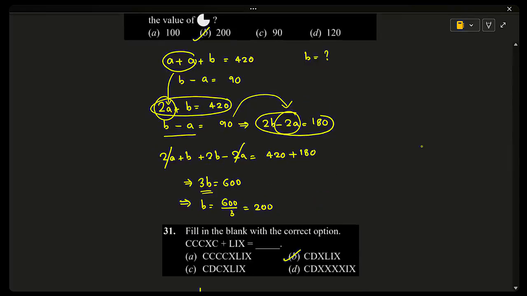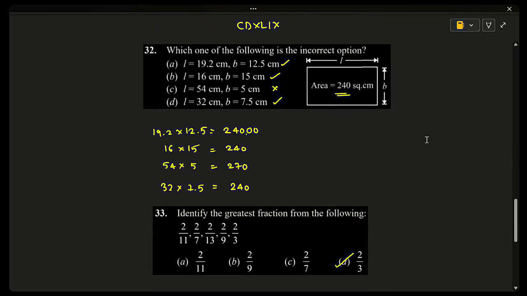32nd one. Yes, 32nd is very simple, no? You know area of the rectangle formula. What is area of the rectangle? Is it length into breadth? Yes, sir. So multiply length and breadth. Whichever option is not giving correct answer 240, that will be incorrect because they are asking incorrect answer. So only in option C we are not getting 240. Okay.